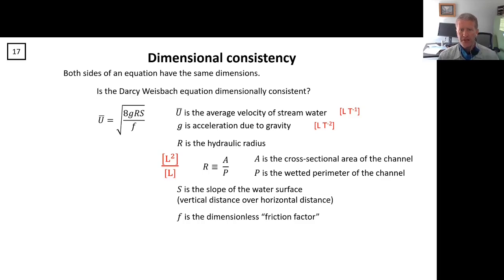S is the slope of the water surface, or sometimes what we call the energy slope. That's the vertical distance change over some horizontal distance in the water, in this case the longitudinal distance along the channel. So a slope is going to be a length per length. It's a length of elevation or vertical distance change over a length of horizontal distance. And finally, f is the friction factor, and it is a dimensionless number or simply a count. It characterizes the effects of friction, so a higher f means there's more friction.